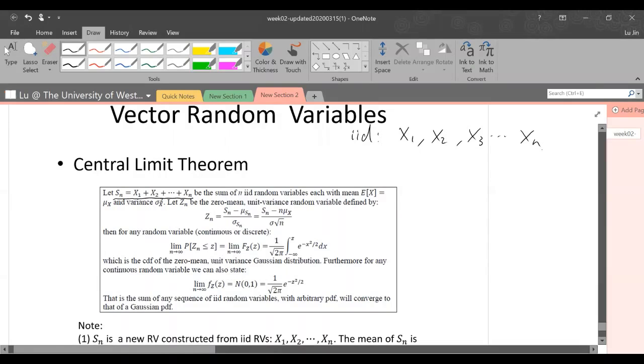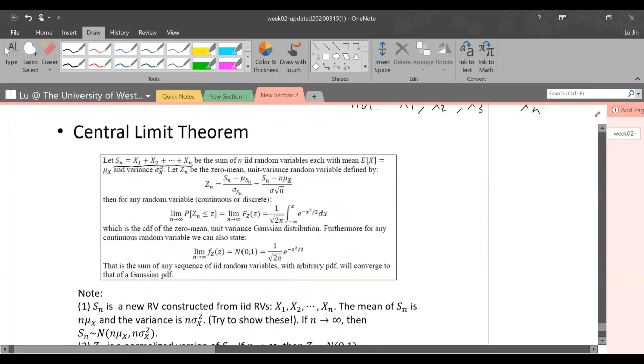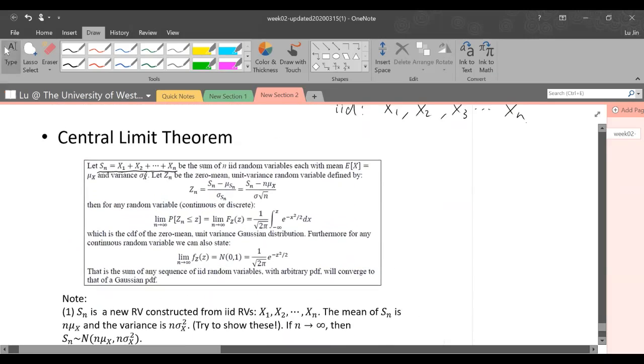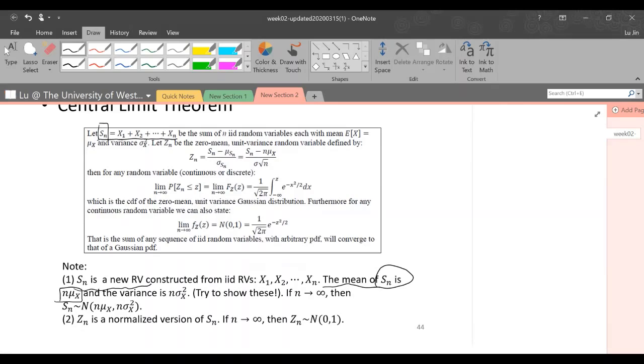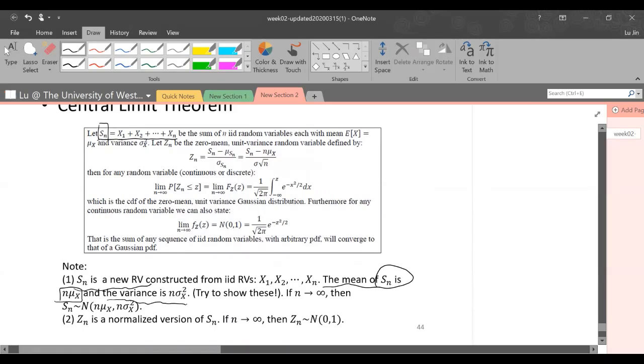Now, regarding this new random variable Sn, its mean value is n times mu x, in which mu x is the mean value for each individual x random variable. The variance of Sn is n times the variance of each single x random variable.